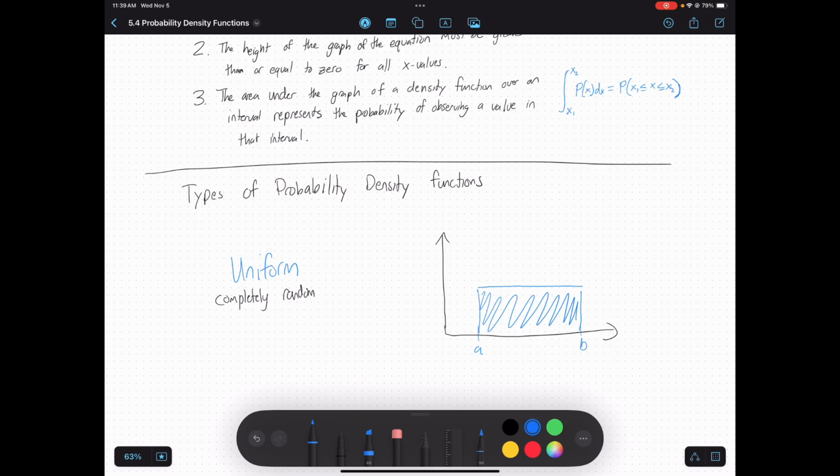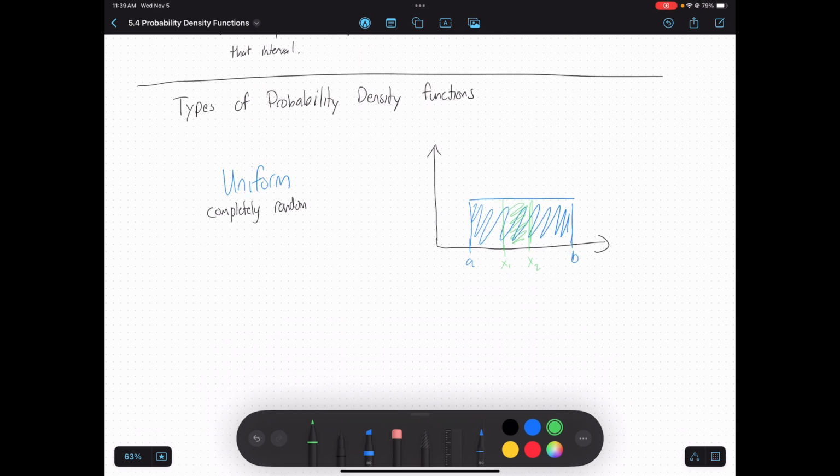Why is the line horizontal? Because the probability is the same no matter what value you're looking at. So this is what a uniform distribution actually looks like. If I pick 2 points within this, take my integral, it's going to find this area, and that area will represent the probability that your outcome is within that range.